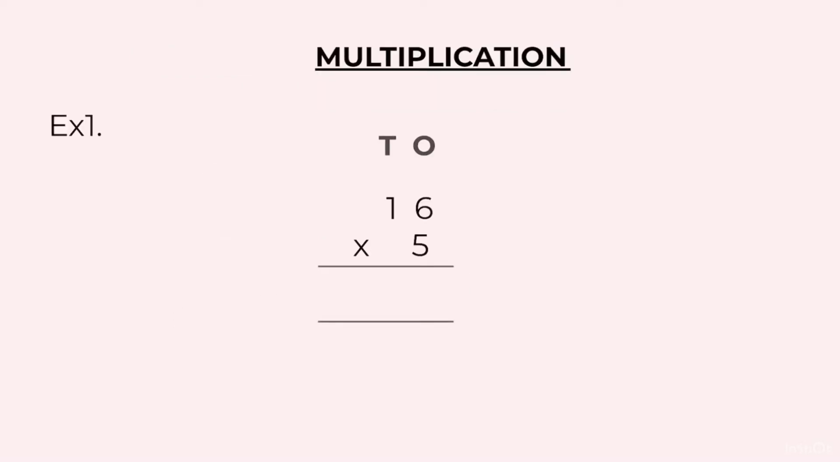Example 1, 16 into 5. The first step, we will multiply 5 by 6. 5 sixes are 30. We will not write the entire 30 here. We will write 3 at the top and 0 at the bottom.